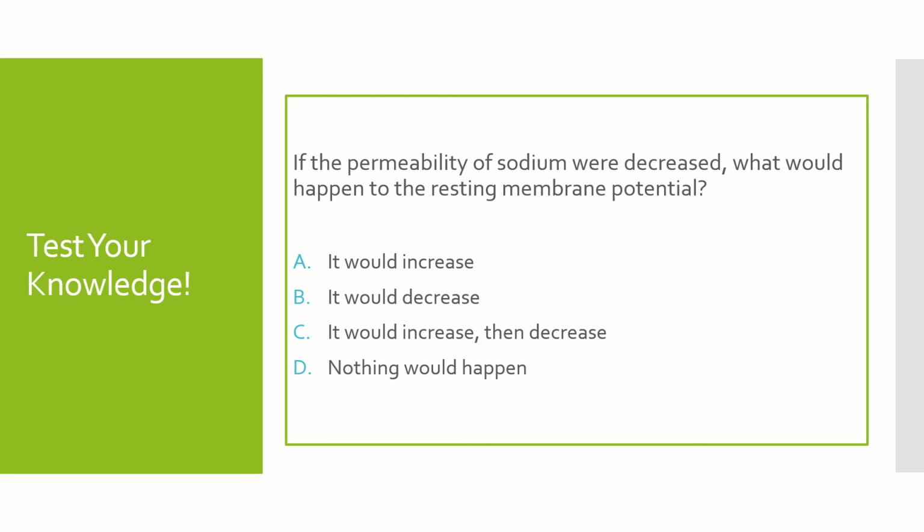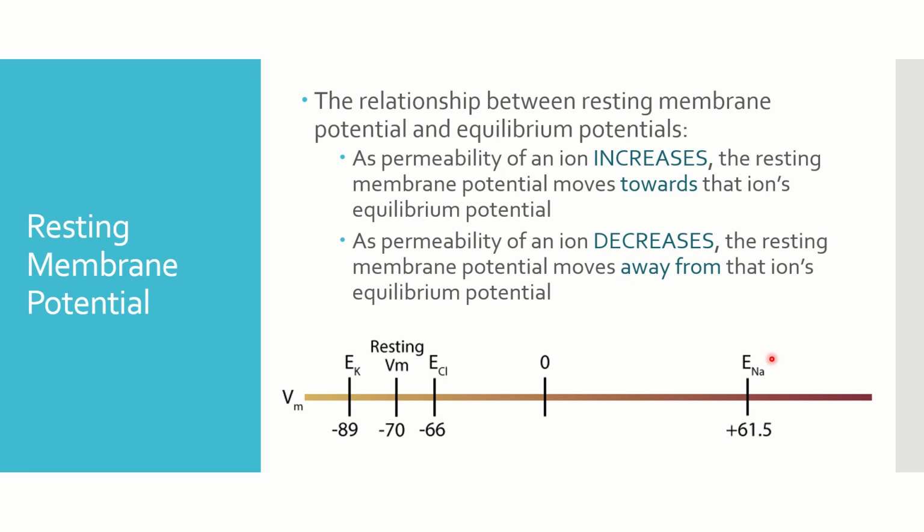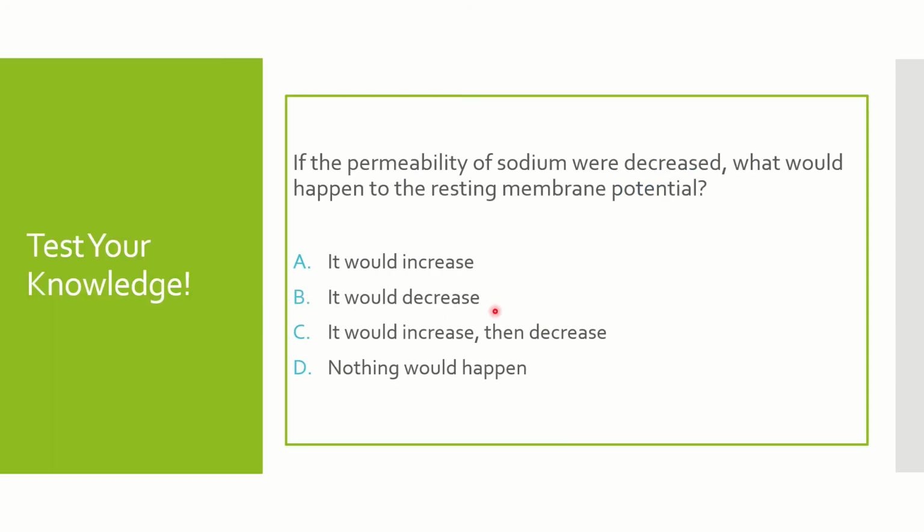Okay, I hope you took a couple of seconds to answer this one. If we decreased the permeability of sodium, which is already super impermeable, the resting membrane potential would decrease. It would get further and further away. Check this out: as the ion's permeability decreases, the resting membrane potential is going to move away. Because the equilibrium potential of sodium is a positive number, that means that our resting membrane potential, if this became even less permeable, would be shunted even further into the negative. So the answer here is B.